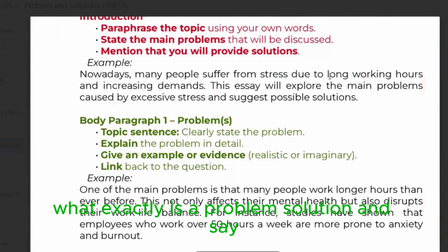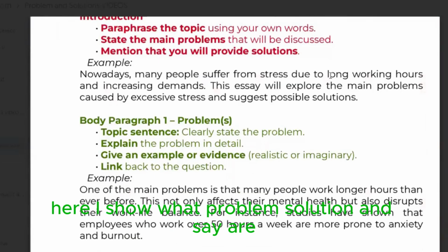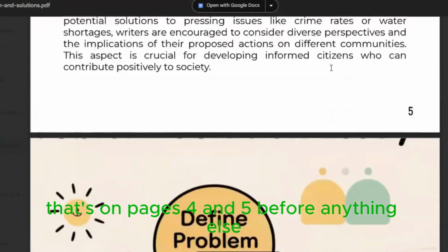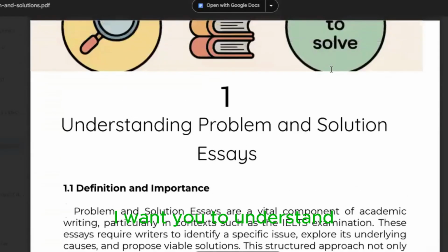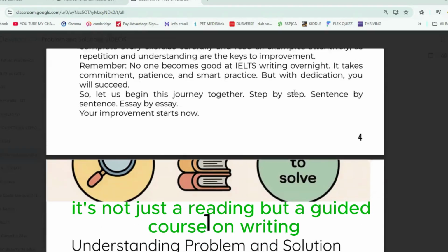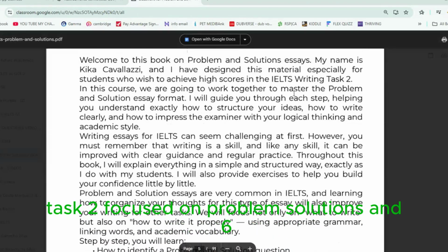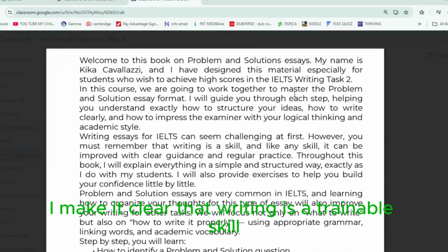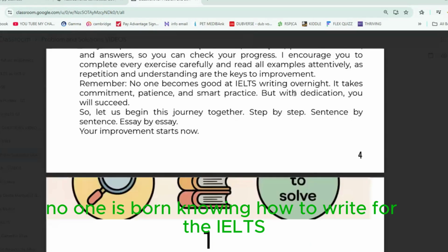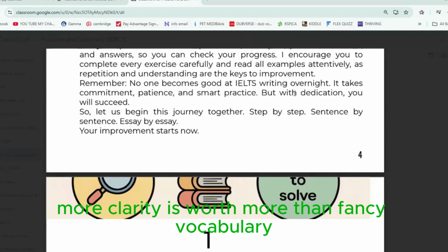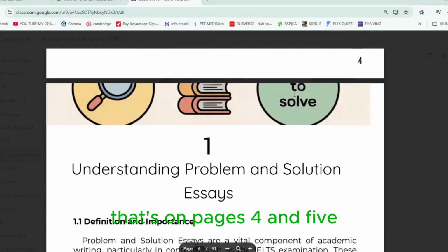Still in chapter 1, what exactly is a problem, solution, and say? Here I show what problem, solution, and say are. That's on pages 4 and 5. Before anything else, I want you to understand that this book was carefully designed. I explain the purpose of the book. It's not just a reading, but a guided course on writing task 2, focused on problems, solutions, and say. Okay? And here I make it clear that writing is a trainable skill. No one is born knowing how to write for the IELTS. And that organization and clarity are worth more than fancy vocabulary. That's on pages 4 and 5.